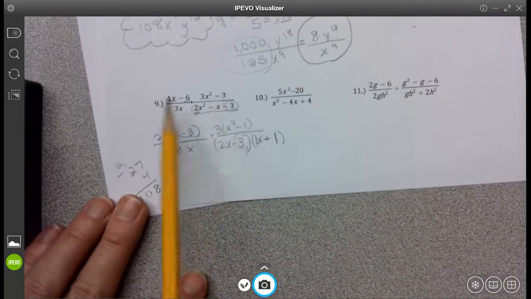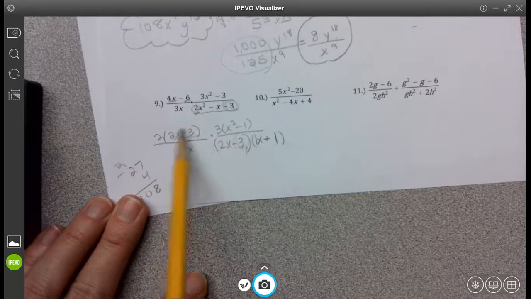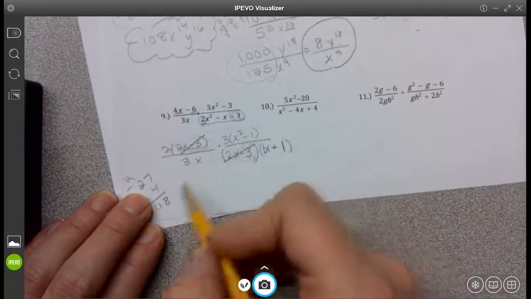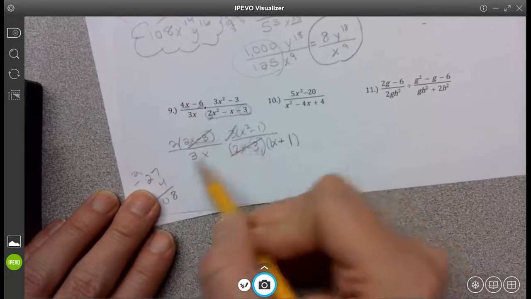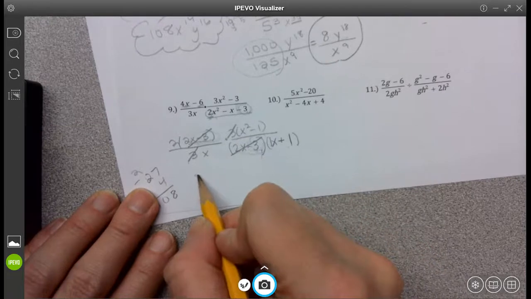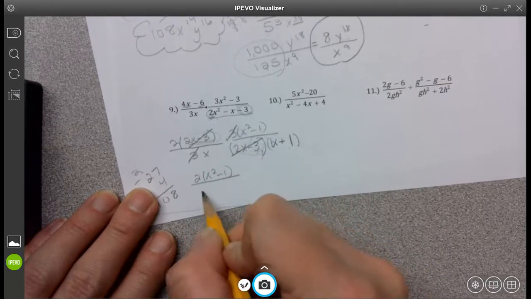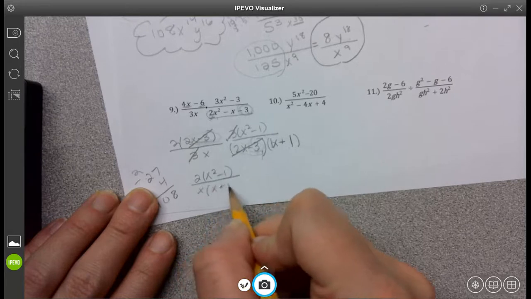So kind of work backwards and break down. Okay, I see a 2x minus 3 on top. It's probably on the bottom. All right, so we can break this down. And then these 3's cancel. And you have 2 times the quantity x squared minus 1 over x times the quantity x plus 1.